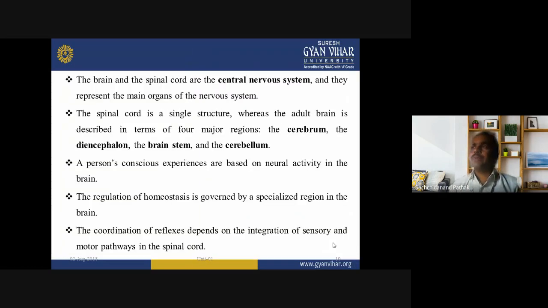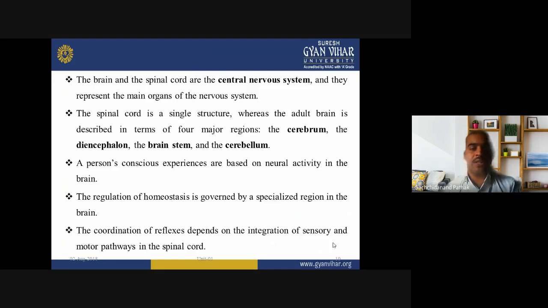Now, second part, we have the structure and function of the brain. The brain and spinal cord are the central nervous system. When we classified the nervous system, we classified it into two parts: central nervous system and peripheral nervous system. The peripheral nervous system is divided into somatic and autonomic, and the central nervous system is divided into the brain and spinal cord.